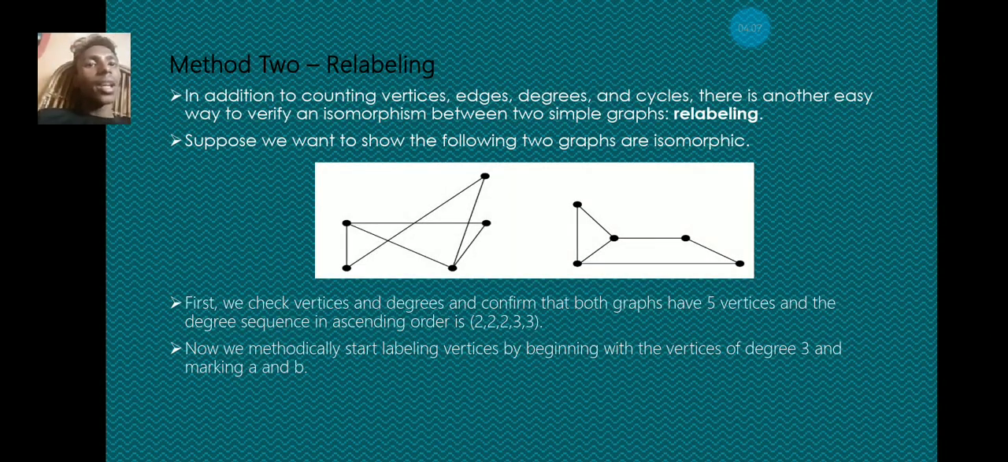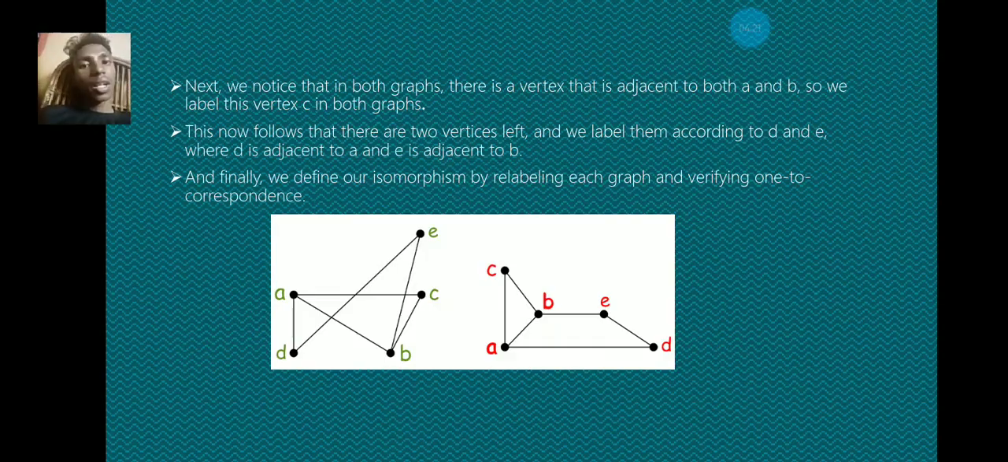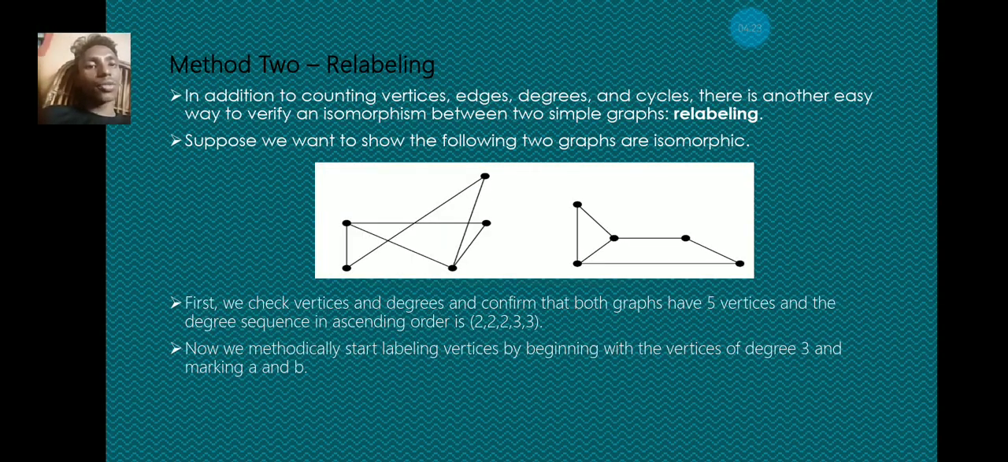Method 2, relabeling. In addition to counting vertices, edges, degrees and cycles, there is another easy way to verify isomorphism between two simple graphs: relabeling. Suppose we want to show the following two graphs are isomorphic. Here we can see 1, 2, 3, 4, 5, five vertices, and this graph also has 5 vertices.